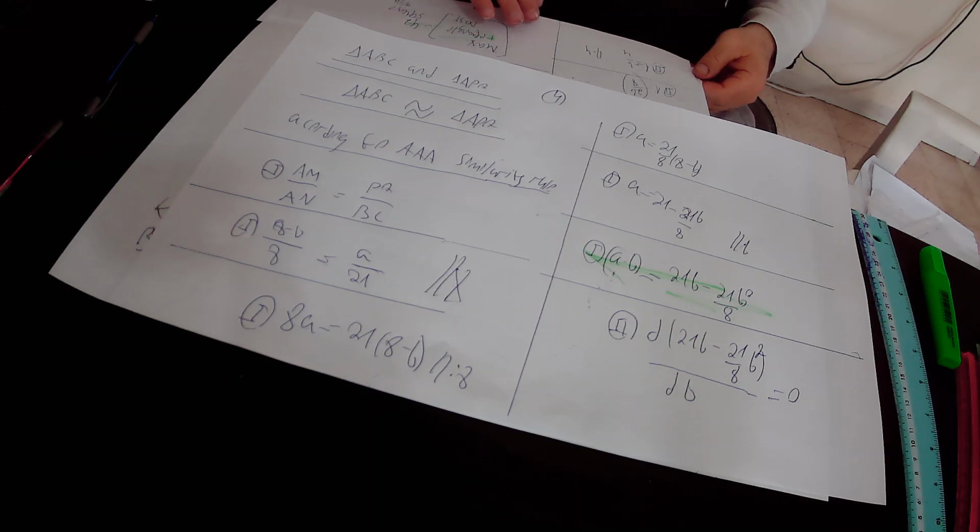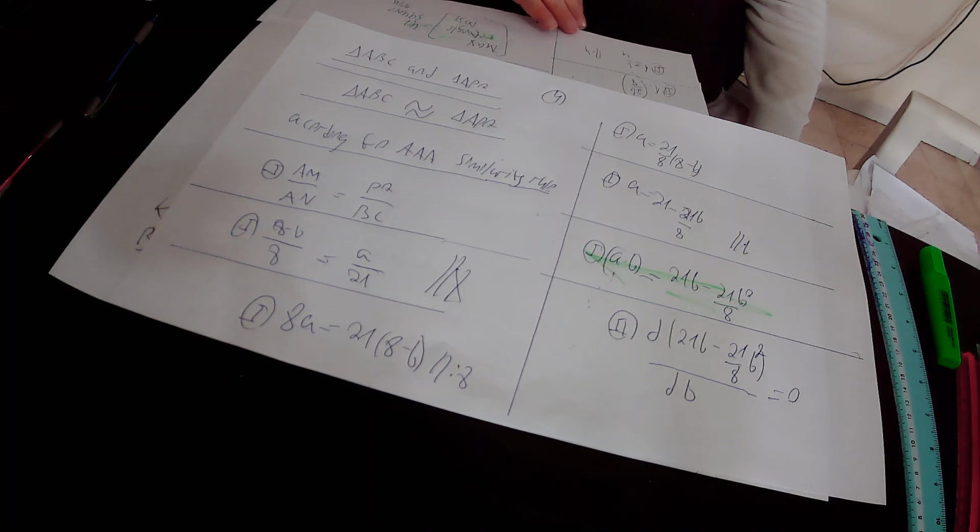And whenever you have two similar triangles, then the ratio between their heights must be equal to the ratio between their sides. So the ratio between their corresponding heights must be equal to the ratio between the corresponding sides.